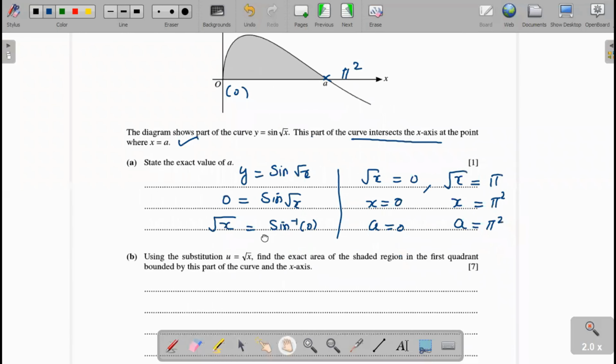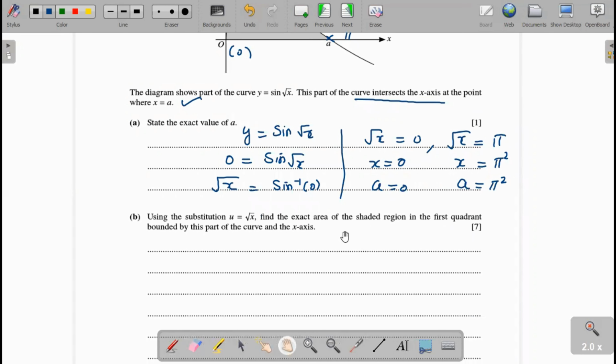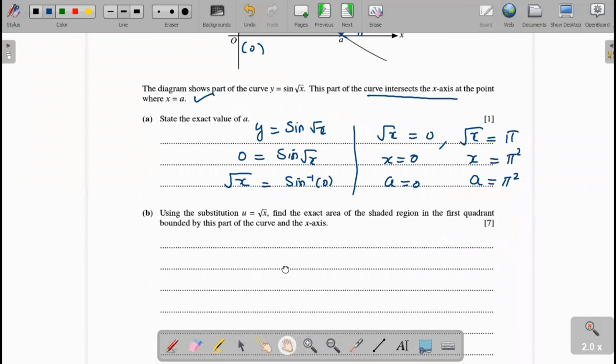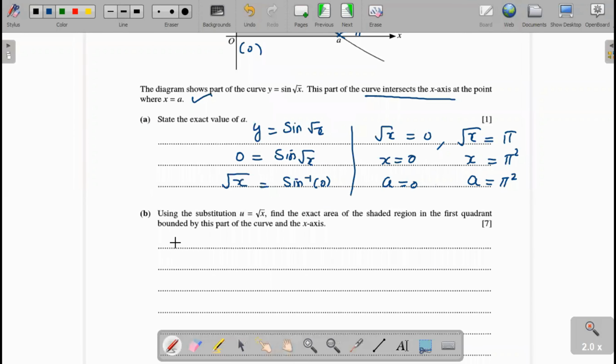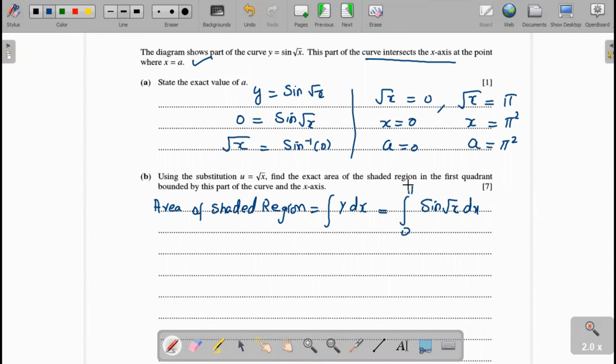Now the next part. Using the substitution u is equal to under root x, find the exact area of the shaded region in the first quadrant bounded by the curve and the x-axis. Now the area of the shaded region under this curve is the integration of y dx. Now we can write it as the integral of sine square root x dx, with the interval 0 to pi square.